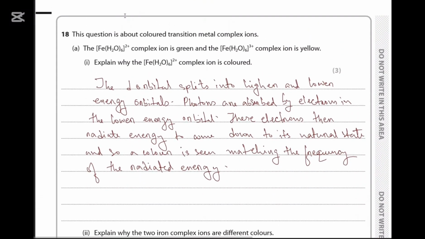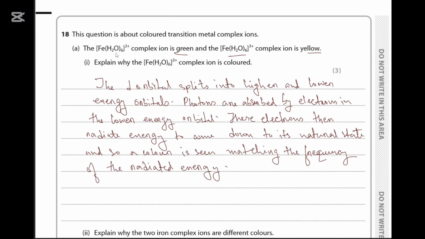Then we have number 18. The question is about color in transition metal complexes. The iron 2 plus ligand complex ion is green, but the iron 3 plus complex ion is yellow. Explain why they have different colors.